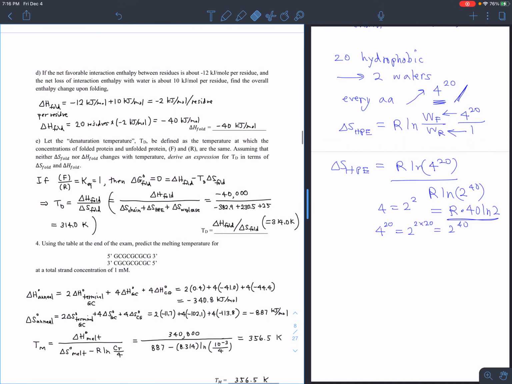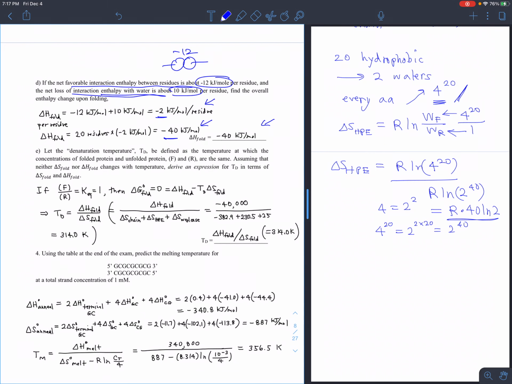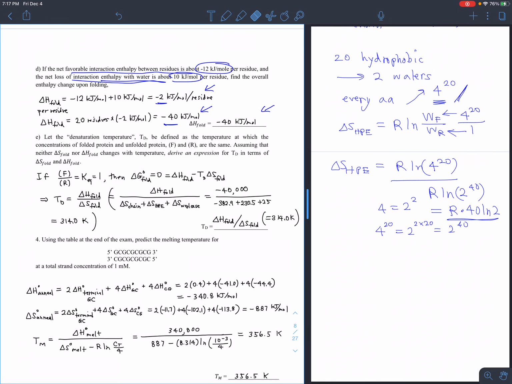All right, that's the entropy. The next contribution is from the enthalpy, enthalpic contributions. It says the net favorable interaction enthalpy between residues is about minus 12 kilojoules per mole. So when the A's come together, it's minus 12 each one. Net, depending on all the interactions. They're just 12 kilojoules per mole stickier when they're together than when they're apart. But you lose some interaction with water, and that's 10 kilojoules per mole, so the net is only minus 2 kilojoules per mole per residue. There are 20 of them, so it's minus 40 kilojoules per mole, and that's the answer for the delta H of folding. Pretty straightforward and simple for that one.